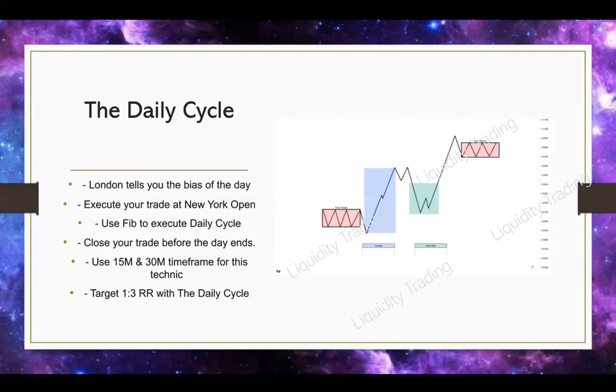Now, always close your trades at the end of the day when you're using the daily cycle. You wouldn't like to close trades on another day, as many times as the daily cycle completes the pattern, in Asian range you would be seeing a trend reversal in the market. Now, therefore, close your trades always before the day ends. And only use the 15 and 30-minute time frames for this technique, and target a 1 to 3 risk reward when you close the trade.